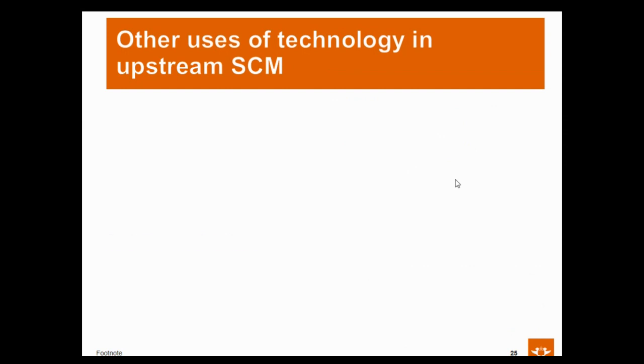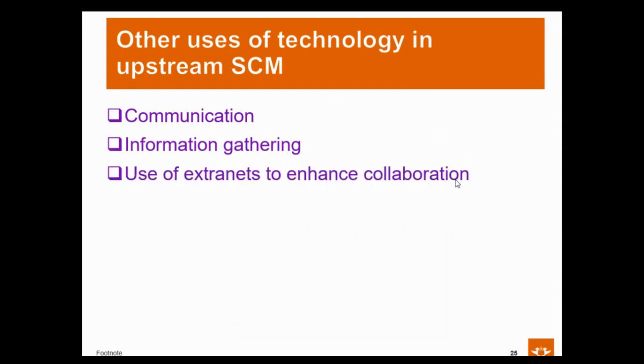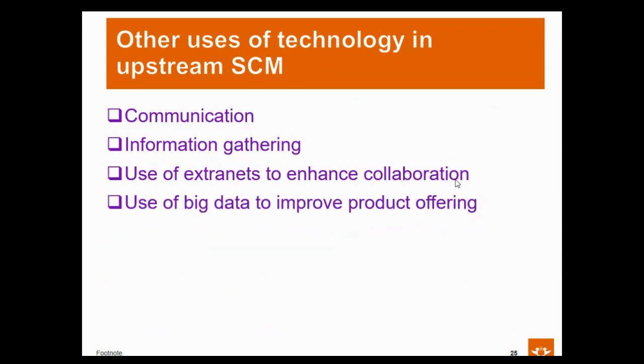And the other uses of technology, or benefits of the use of technology in upstream supply chain management, the use of communication. So it improves communication between links in the supply chain. It improves information gathering, so there is a lot more information shared amongst parties. The use of extranets, and we'll talk about extranets a little bit later in the chapter. The use of big data to improve product offering.